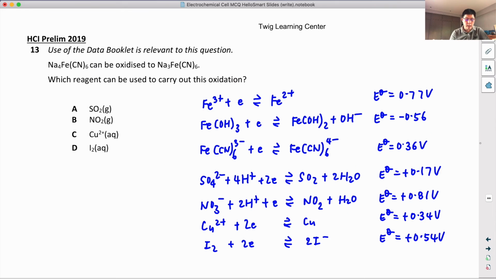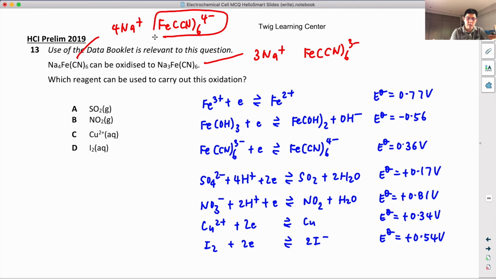Let's look at 13. Using the data booklet is relevant to this question. You must be able to see that this is 4Na+ and Fe(CN)6 4-. And over here, this is 3Na+ and Fe(CN)6 3-. So you actually have this and this. You have both of them over here.